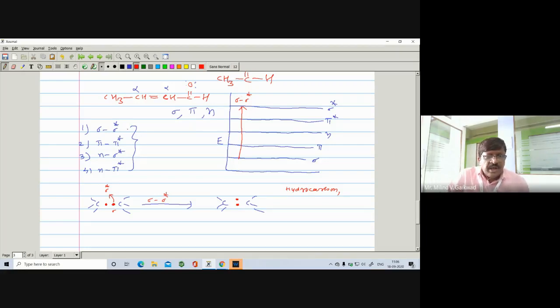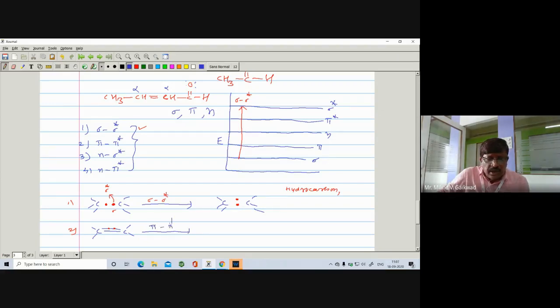The next one is pi to pi star. Pi to pi star means the compound which contains a pi bond. For example, here is a carbon-carbon double bond. One pi bond means two electrons. So I can write two electrons in the ground state, here is one and here is two. It is a pi bond. So here it undergoes pi to pi star transition.